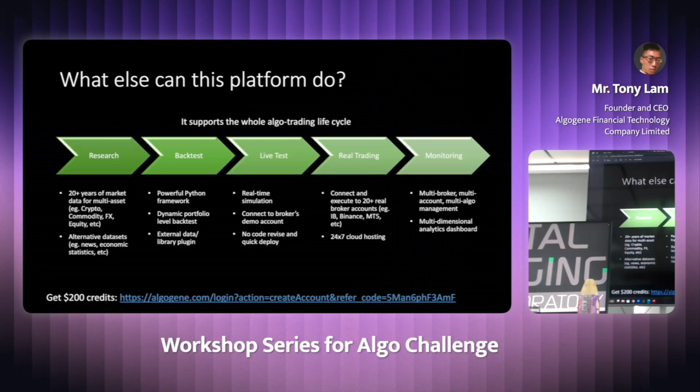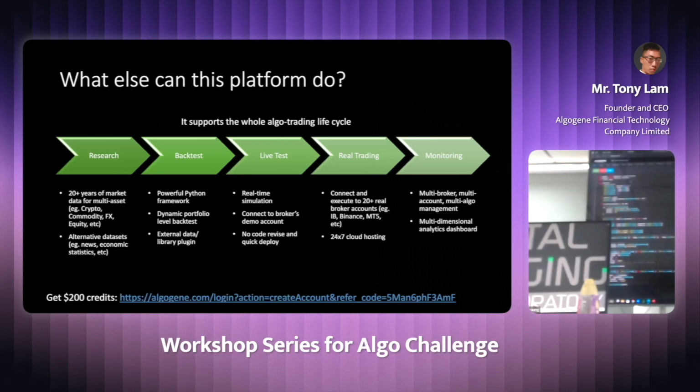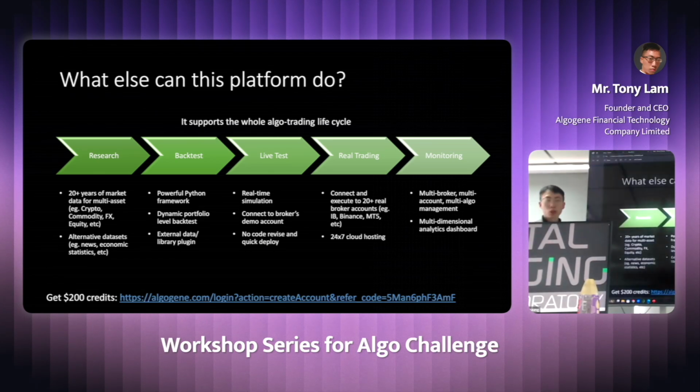Actually, what else can this platform do? So the platform also supports the whole cycle of algo trading. From early stage research, because our platform provides more than 20 years of historical data, covering all the asset classes: commodity, equity, foreign exchange, or even crypto. And we also have different alternative data sets like news data, economic studies, social media, etc. So you can analyze a lot of data, or you can even train a lot of models on the platform.